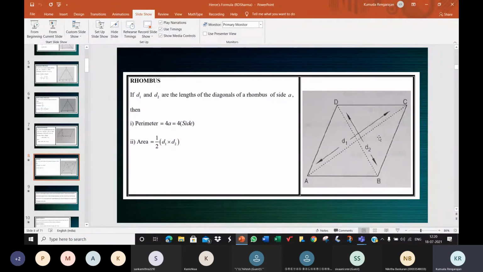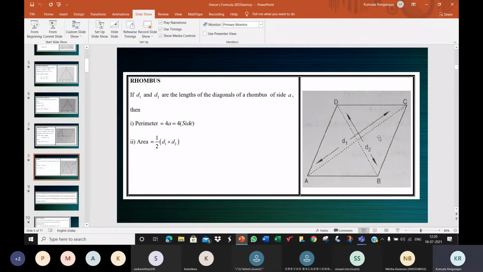The property is that the diagonals of a rhombus are not equal. If they're equal, it's a square. Similarly, in a parallelogram, diagonals are not equal. If the diagonals are equal, it's a rectangle. In both a parallelogram and a rhombus, the diagonals are unequal. If the diagonals of a parallelogram are equal, it's a rectangle. If the diagonals of a rhombus are equal, it's a square.